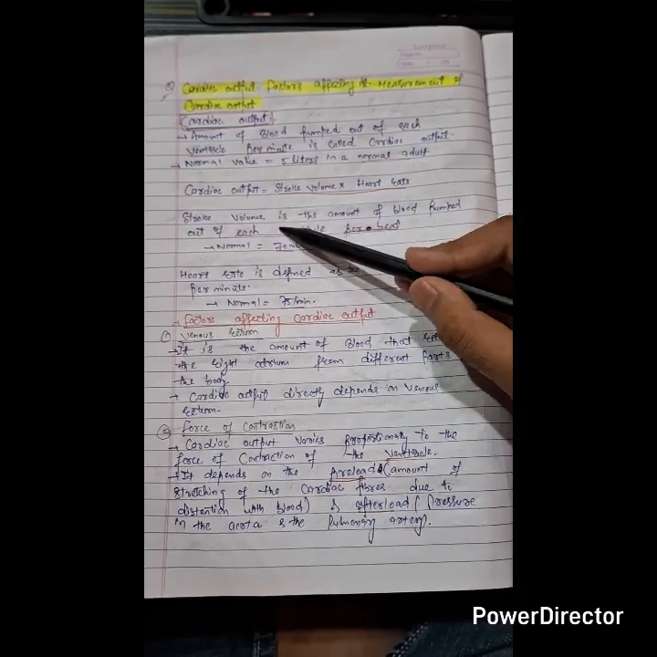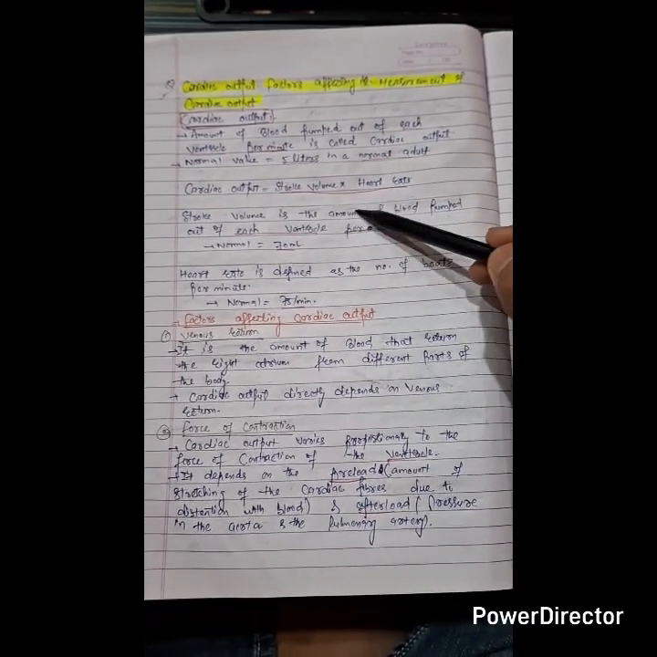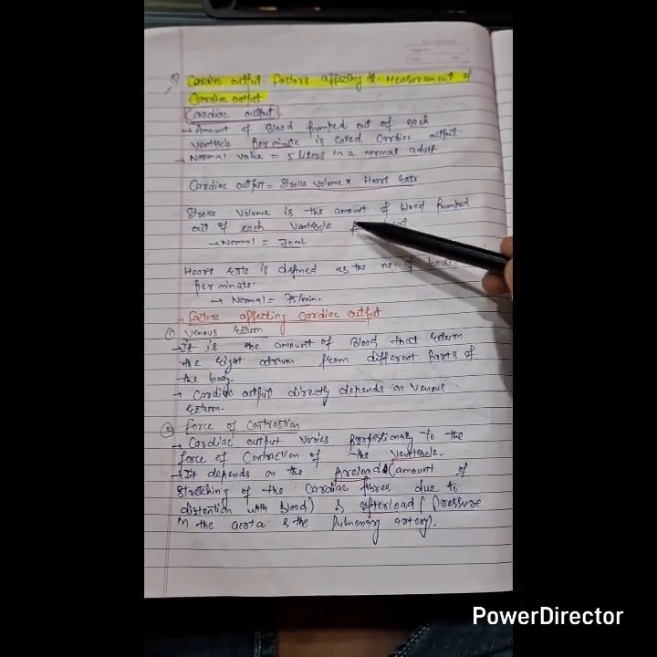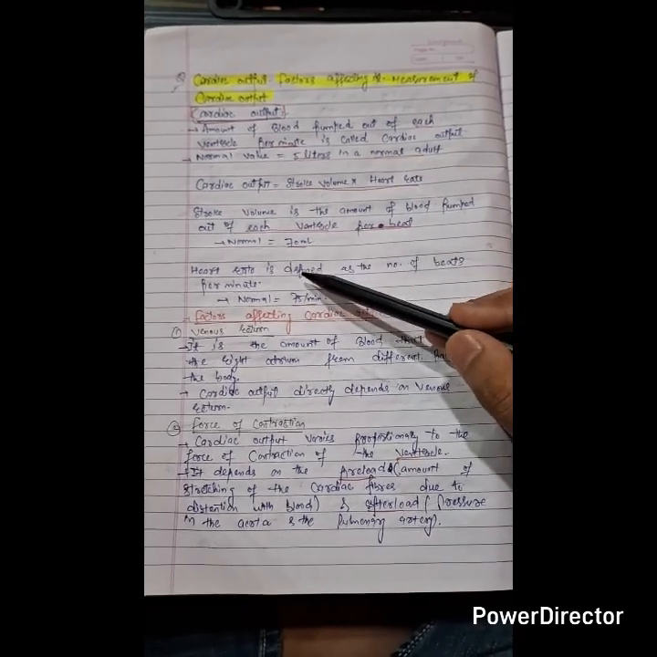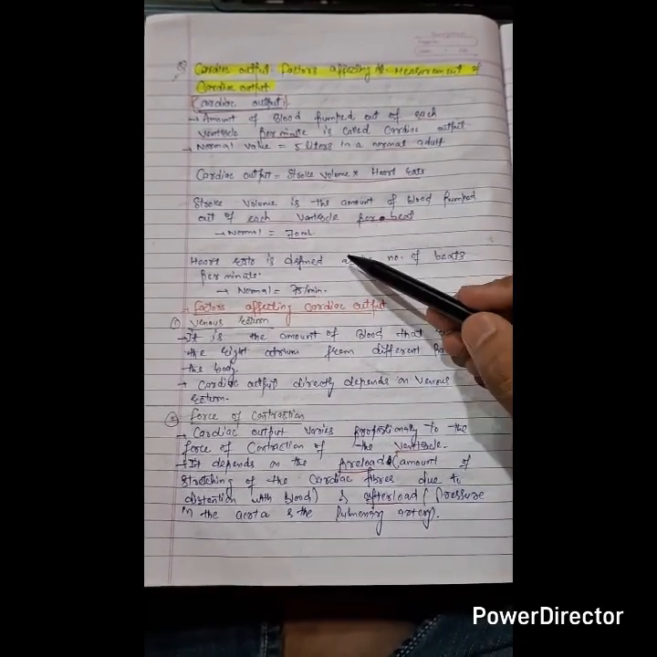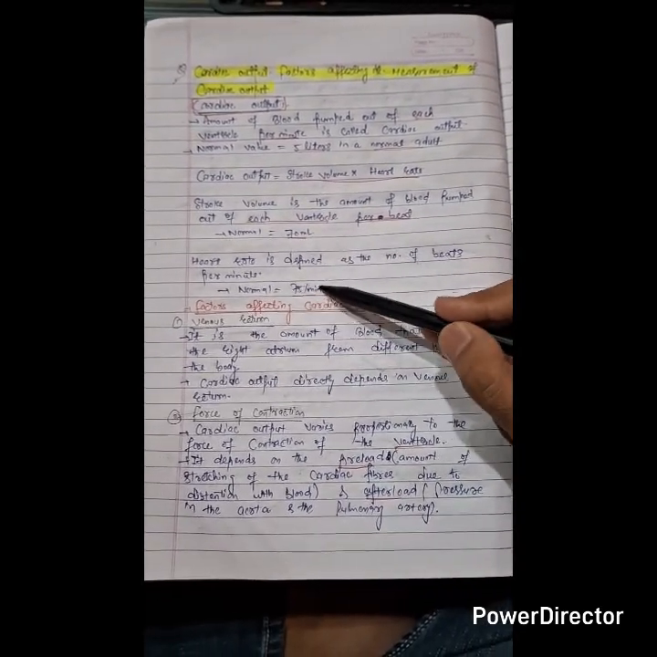Now, stroke volume. What is stroke volume? Stroke volume is the amount of blood pumped out of each ventricle per beat. Its normal value is 70 ml. And heart rate is defined as the number of beats per minute. Simple. Its normal is 75 per minute.